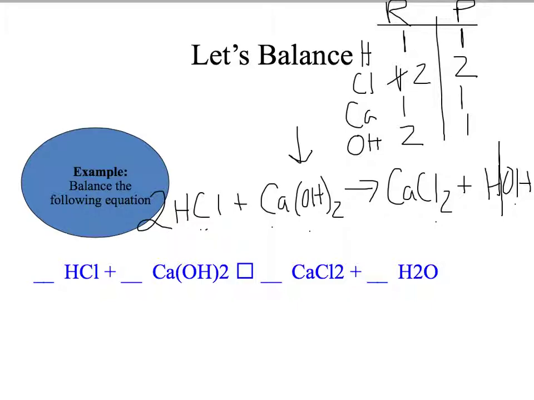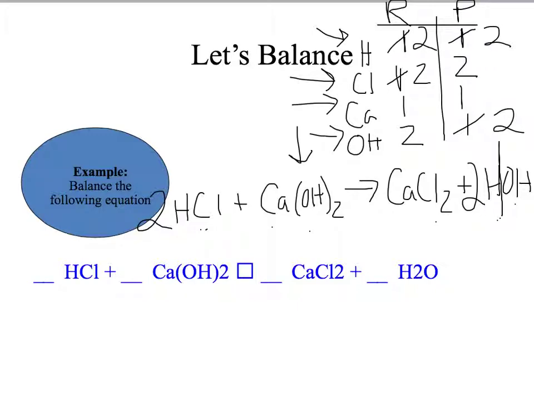Now we have 2 chlorine. We're set on chlorines. But now this becomes 2 hydrogens too. So now we have 2 hydrogens to 1. How do we get 2 hydrogens on this side? If I put a 2 here, the 2 distributes over the whole thing. So now I have 2 hydrogens and I have 2 OHs. And guess what? This is the same, this is the same. We are balanced. So if I were to draw in these lines, I'd put 2, 1, 1, 2. That's a balanced equation.